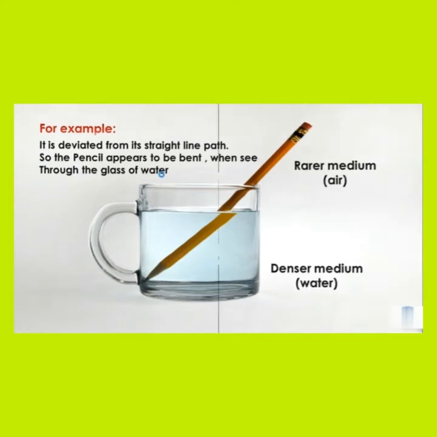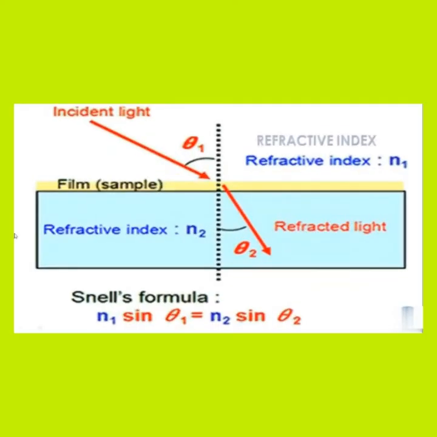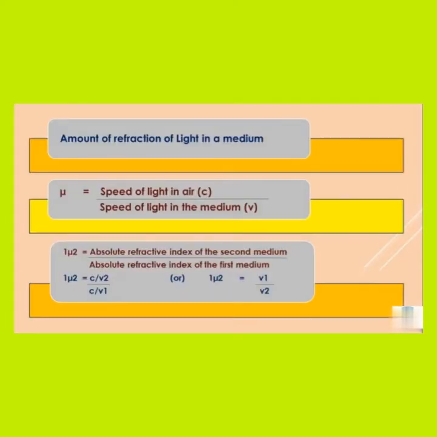Let's see about refractive index. The amount of refraction of light in a medium is denoted by a term known as refractive index of the medium, which is the ratio of the speed of light in the air to the speed of light in that particular medium. It is denoted by the Greek letter mu. Mu is equal to speed of light in air c by speed of light in the medium v.